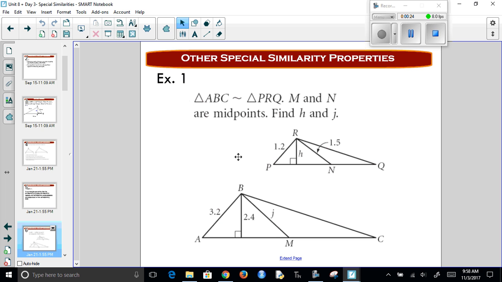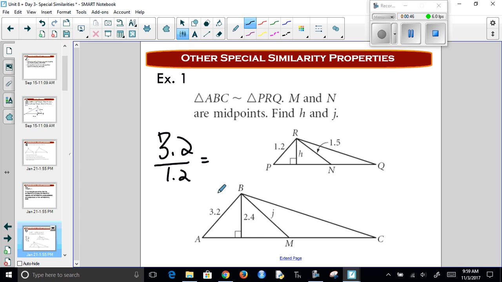So if we have a situation like this, where we know ABC is similar to triangle PRQ, and M and N are both midpoints, we could find H and J. First off, we could do big over small if we wanted to. 3.2 over 1.2 is going to equal 2.4 over H. And then we cross multiply and divide, and we'll find our value for H.